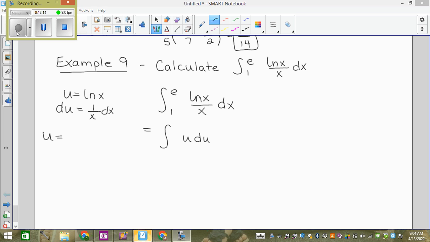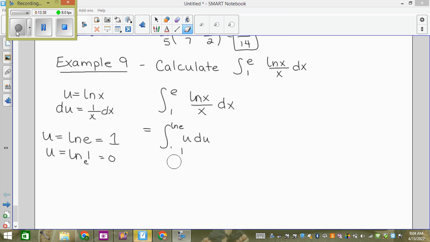Okay. u equals ln of e, and then u equals ln of 1. So we have ln of 1, and we have ln of e. Should we write them like that? Okay. What is ln of e? 1, because it's log base e of e, which is 1. What's ln of 1? Because e to what power is 1? 0.